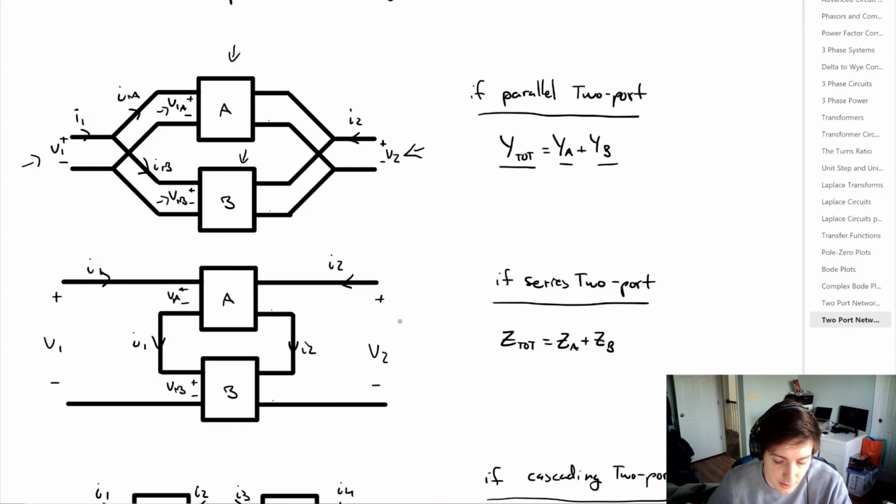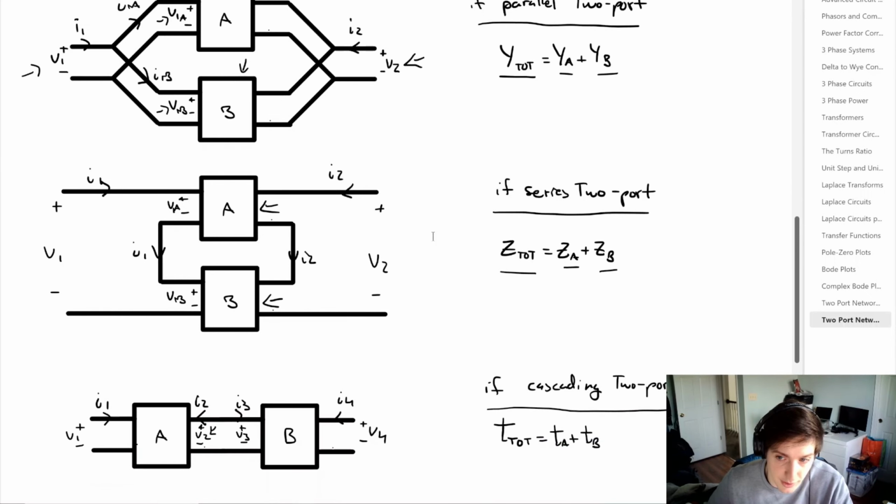Now, if we have a series two-port system, it looks like the following. We can simply say that the total impedance parameters will be equal to the impedance parameters of network A plus the impedance parameters of network B. And lastly, if we have a cascading two-port network that looks like this, we can simply say that the total transmission parameters are equal to the transmission parameters of network A plus the transmission parameters of network B.